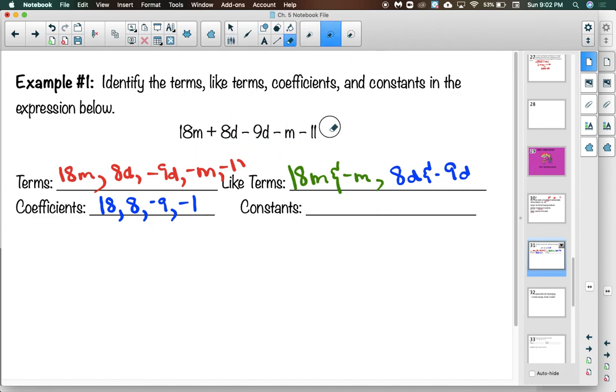Last part of this example, it's asking us for the constants. Remember, a constant is a term with no variable, and the only term with no variable is this one, negative 11. So that is our only constant in that whole expression.